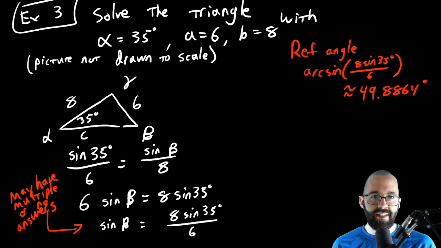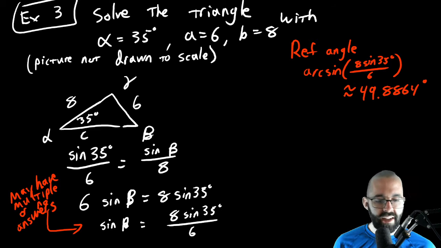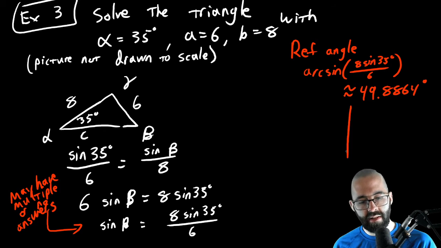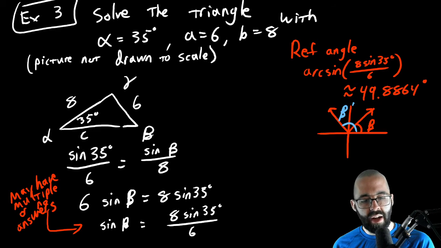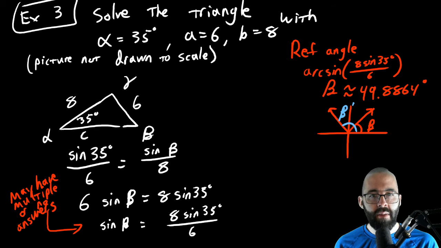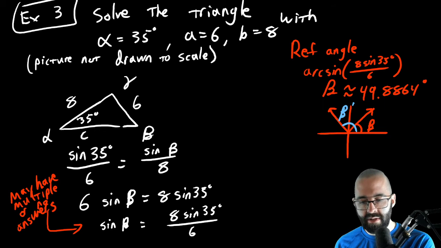So the question is, is this the only answer? Well, remember, if the reference angle is about 50 degrees, it could be in the first quadrant, but it's also positive in the second quadrant. All right, this right here is beta. But maybe this thing over here could be beta too. So if beta prime is something that makes sense for this triangle, then we're going to have two triangles. So does beta prime make sense?